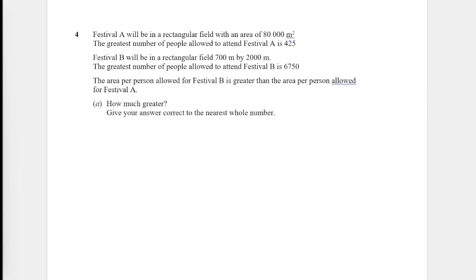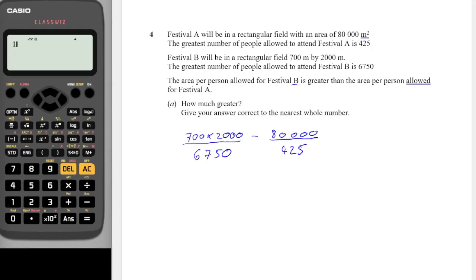Okay, so for this, I'm going to say the area per person at Festival B will be 700 times 2,000, and I want to divide that by 6,750. That will give me the area per person. And then I want to subtract from that 80,000 divided by 425. And I can just use my calculator for this.